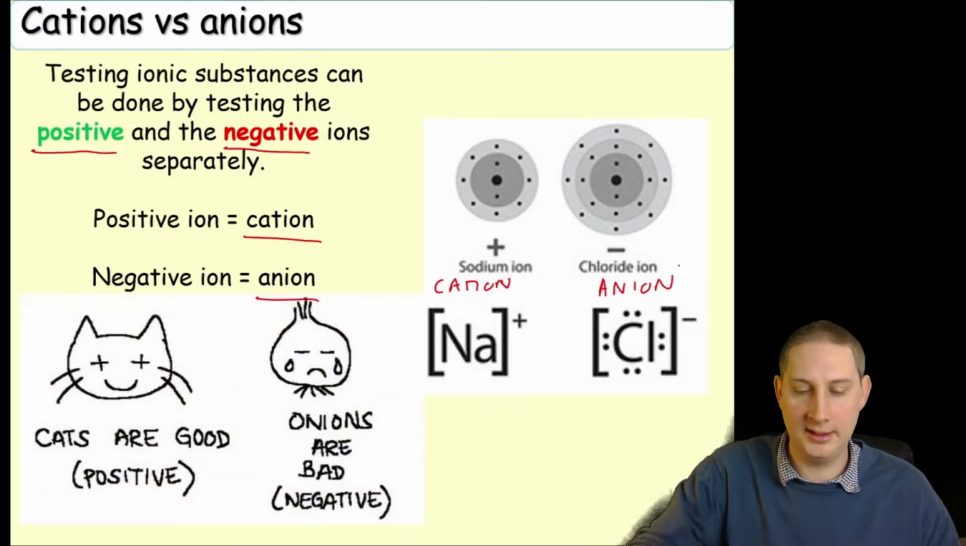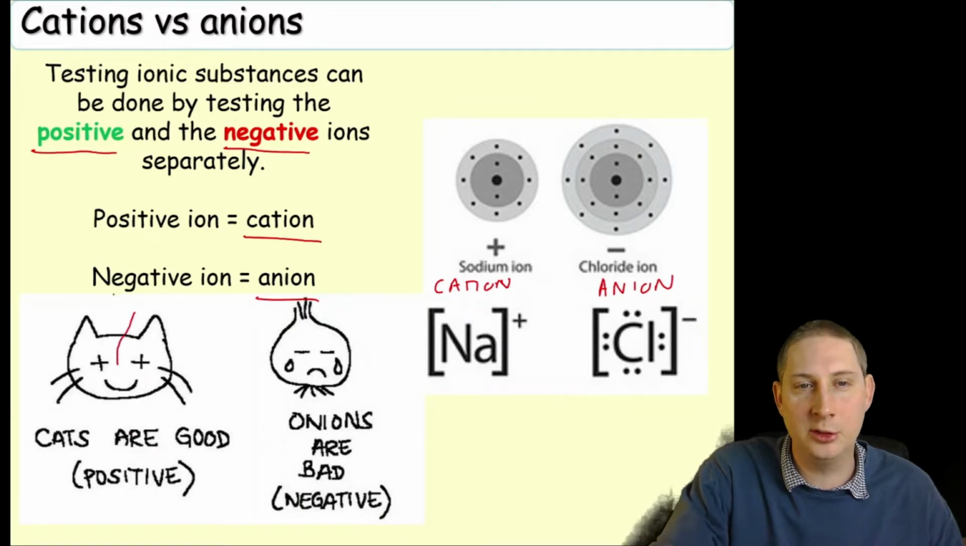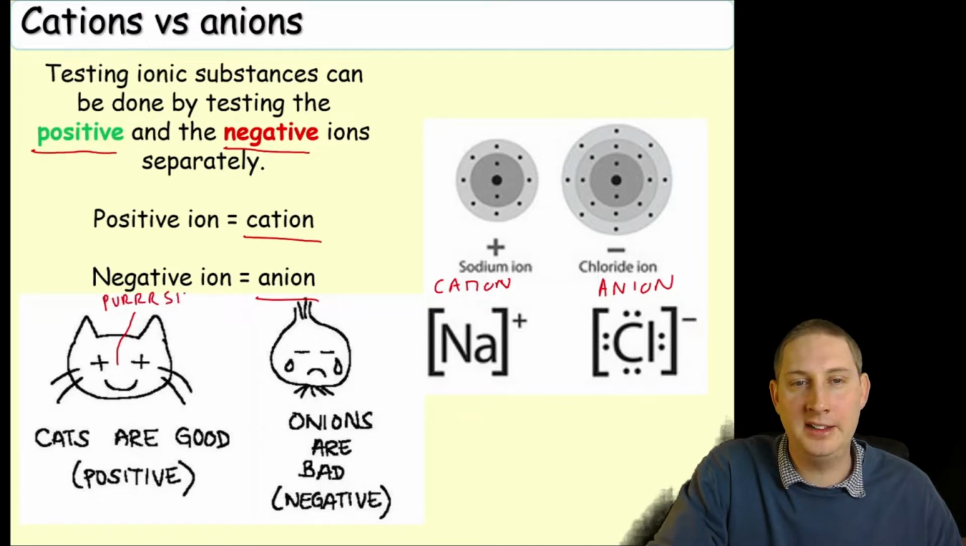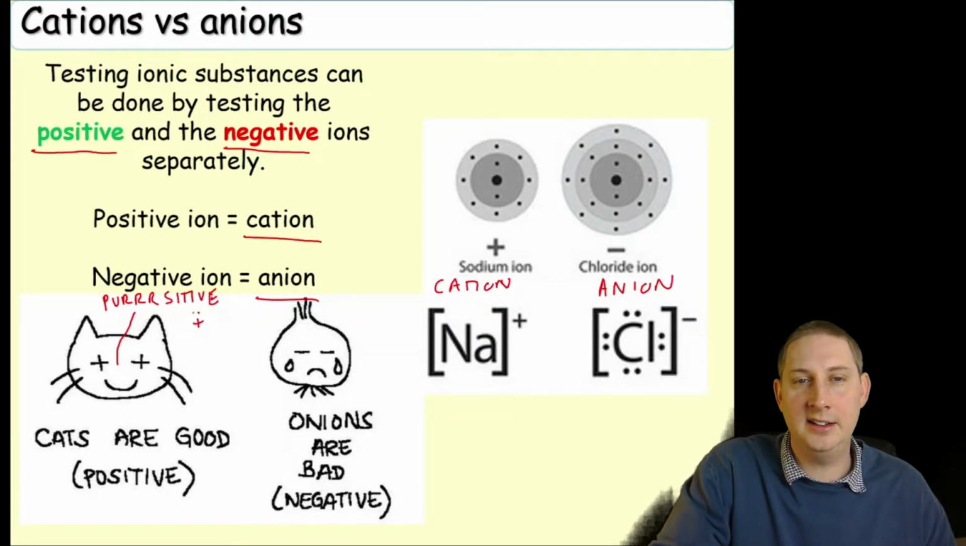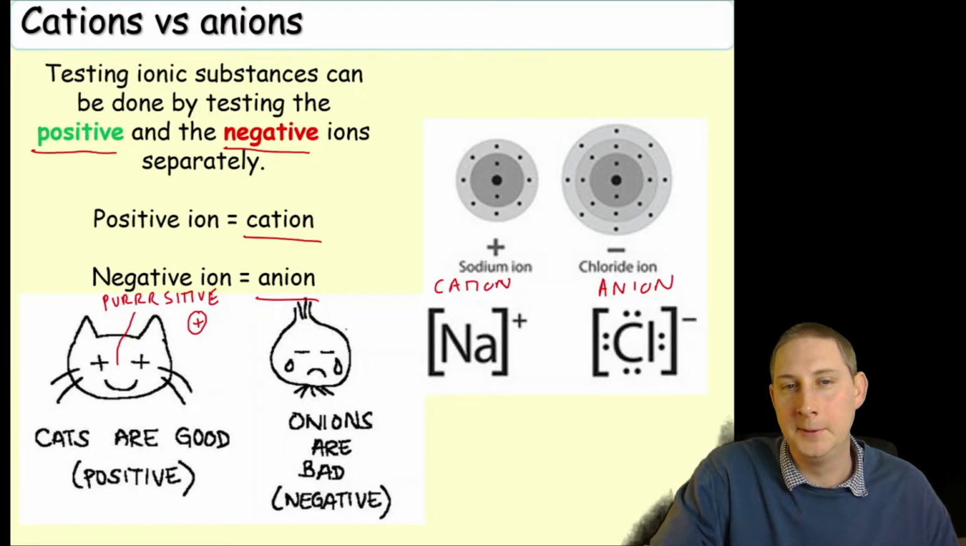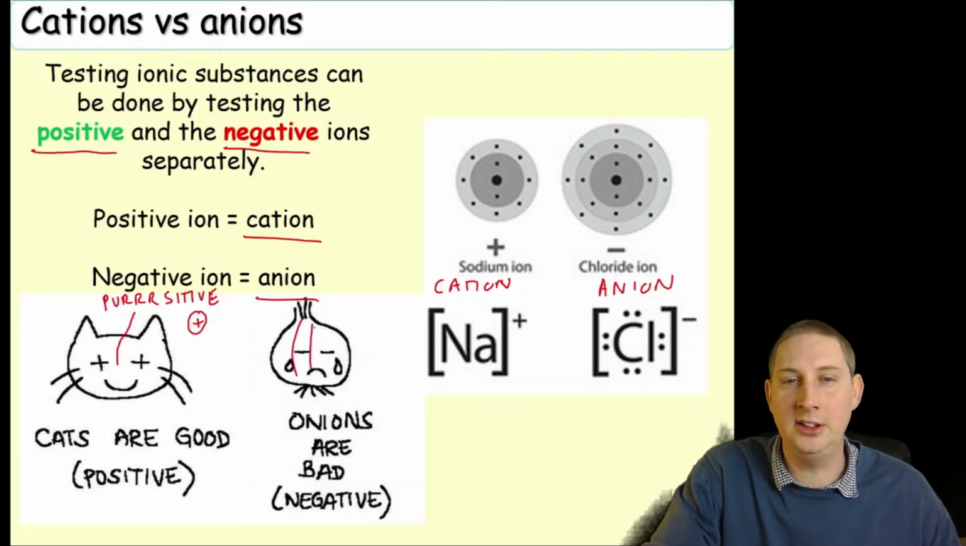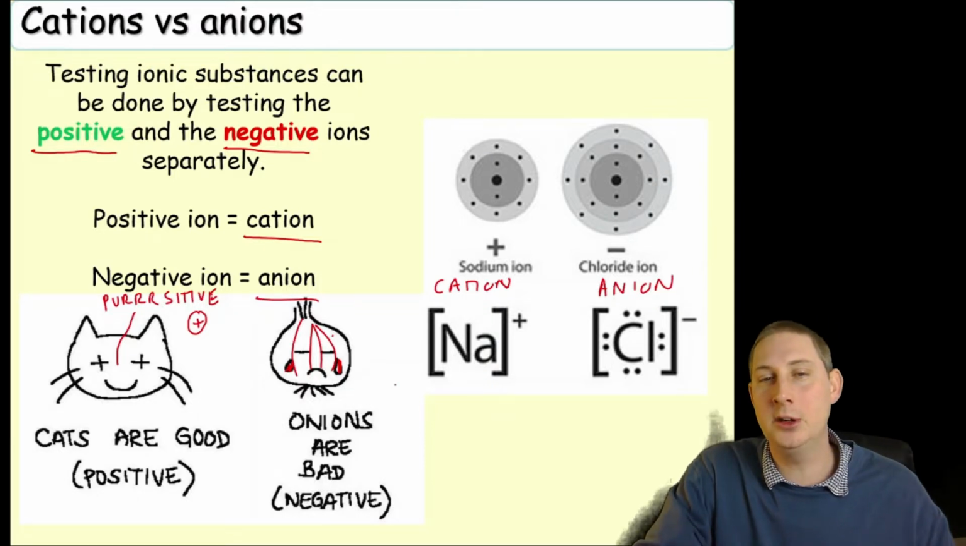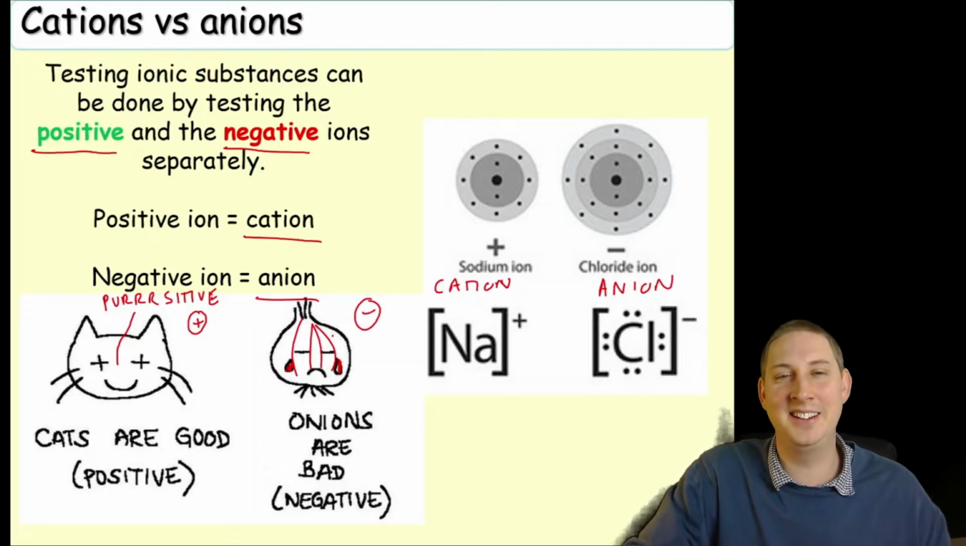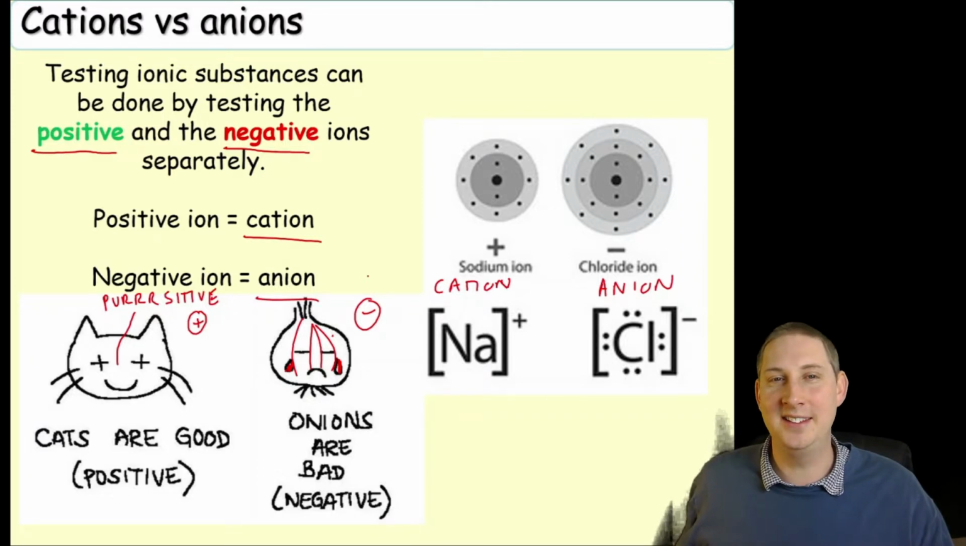Well, the way that I remember it is I remember that cats, especially if you're stroking them and they're happy, will purr. And cats are positive. So cats are positive, cations are positive. In contrast, anions are like onions. Yes, they have layers, but also if you spend a lot of time around an onion, then you're going to start crying. They make you feel unhappy and crying and negative. So onions, just like anions, are negative species. So cations, cats purr, they're positive. Anions and onions are negative.